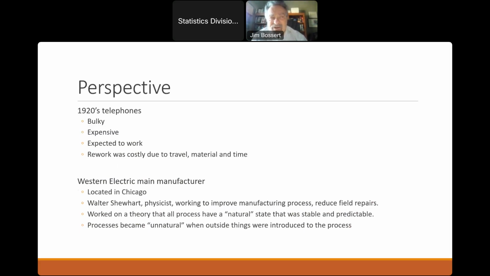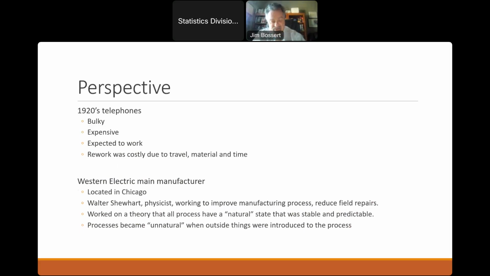Shewhart basically had an interesting theory, and his theory was that all processes have a natural state, and the natural state was stable and predictable. So he said that if I know when I have this state and it's predictable, and I can say that works most of the time, then that's what we're looking for.